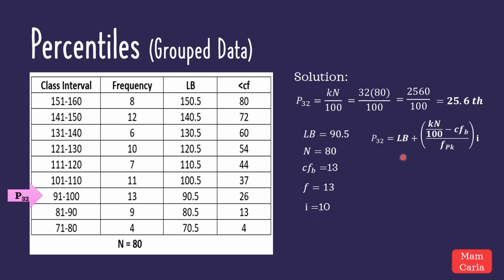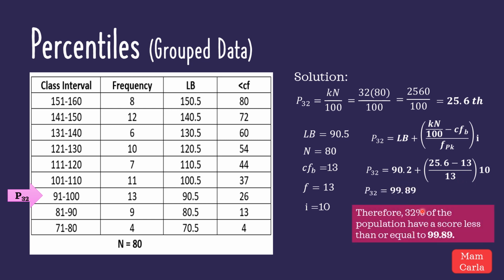Now we substitute all the values to the formula. We have 90.5 plus the quantity of 25.6 minus 13 over 13 times 10. Using our calculators, we work on the parentheses first: 25.6 minus 13, divided by 13, times 10, plus 90.5, and that will give us 99.89. So it means that 32% of the population have a score less than or equal to 99.89.